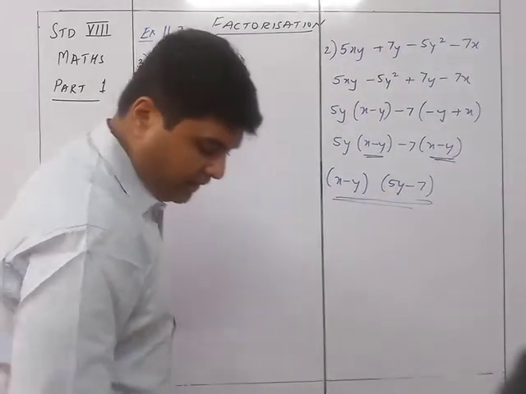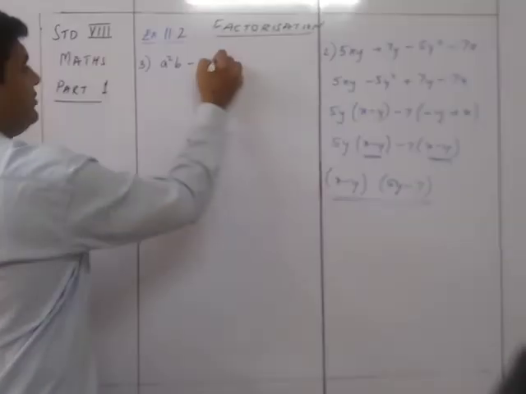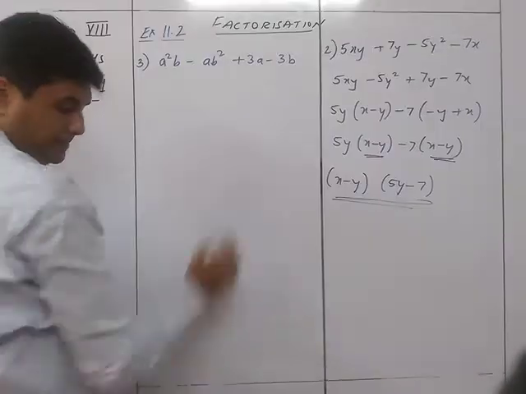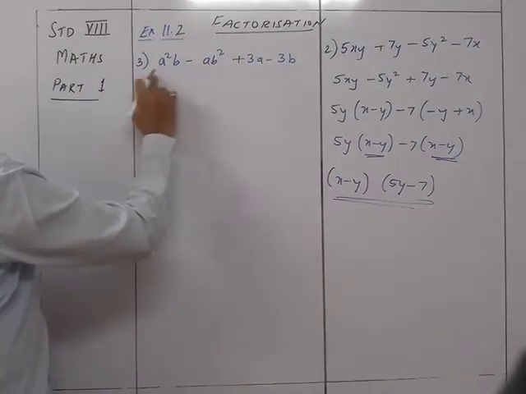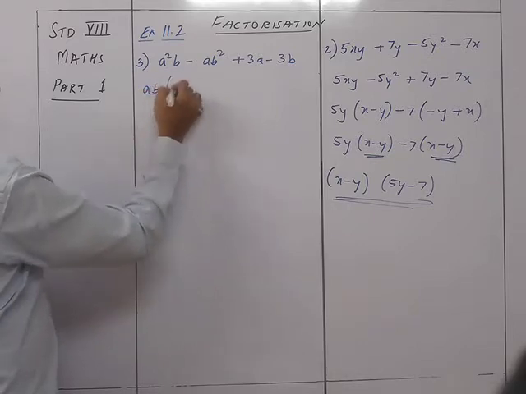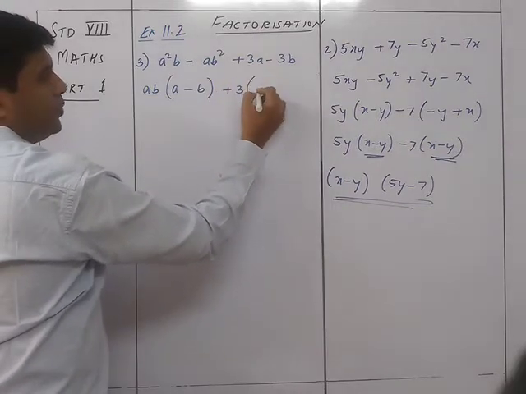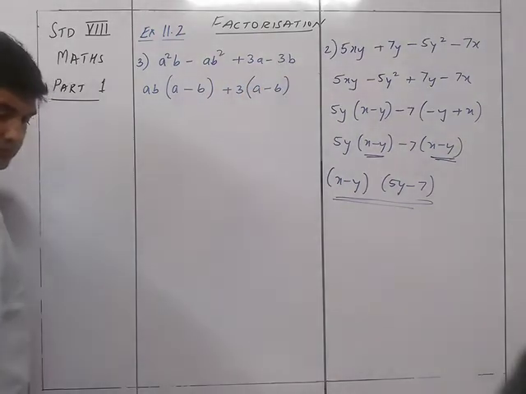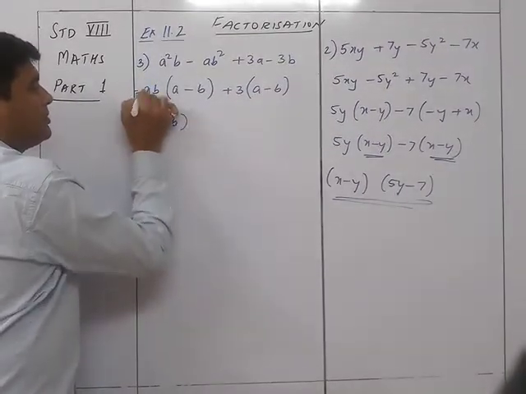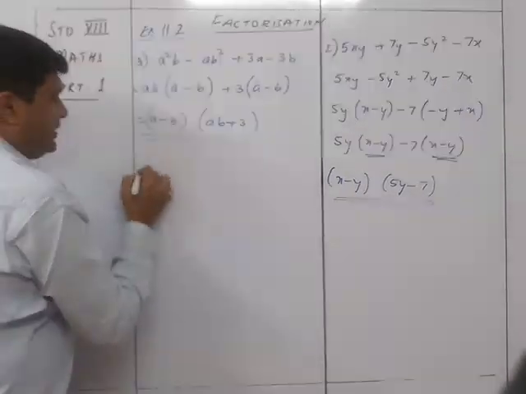a square b minus ab square plus 3a minus 3b. So again the same thing, we are taking here what is common between this one, ab is common. So what remains is a minus b. Here plus 3 is common. What is remaining is a minus b. a minus b is common. So it is a minus b into ab plus 3. That's the answer for sum number 3.